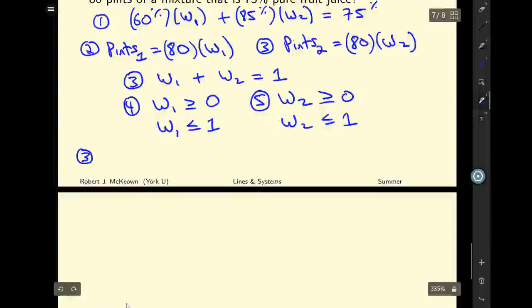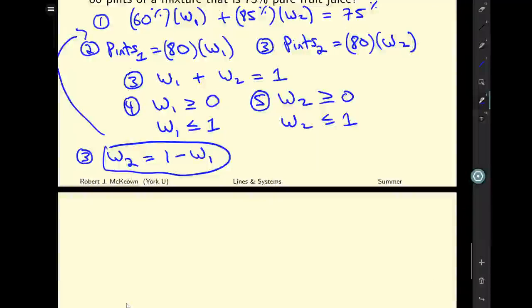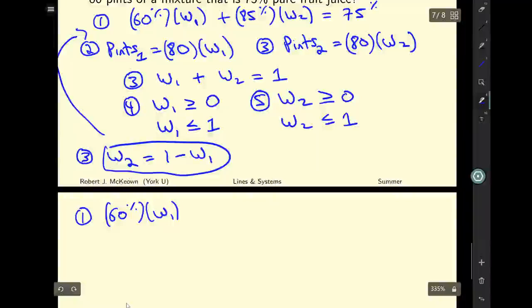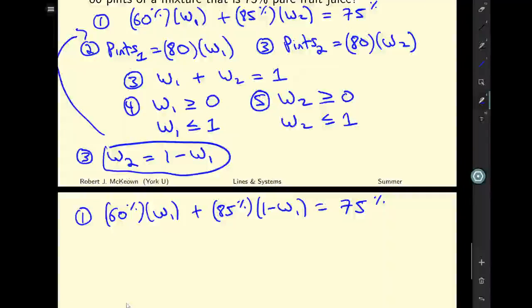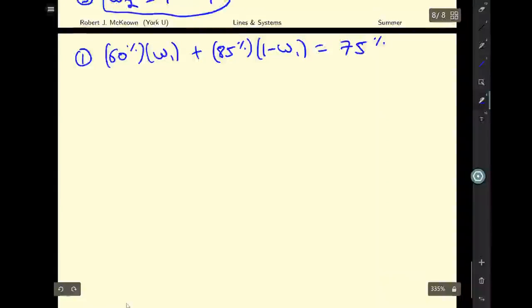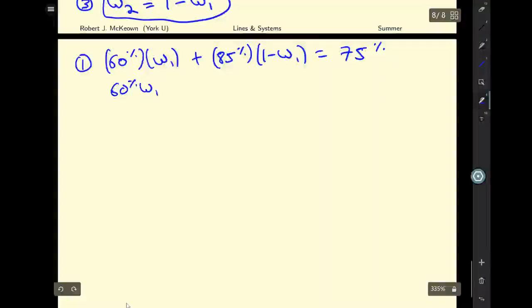I'd like to start with equation 3. And we can see here that if I rearrange this, the weighting of the second juice type is equal to 1 minus the weighting on the first. And so I can take this expression and plug it into the first equation. So the first equation becomes 60% pure juice times weight 1 plus 85% pure juice times 1 minus W1 is equal to 75%. We want to get that 75% pure juice. Multiplying this out, we get 60% times W1 plus 85% minus 85% W1 is equal to 75%.